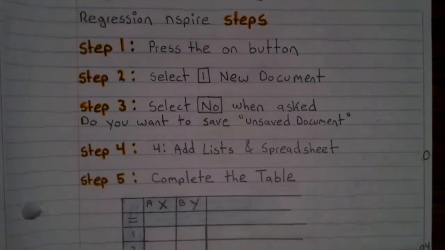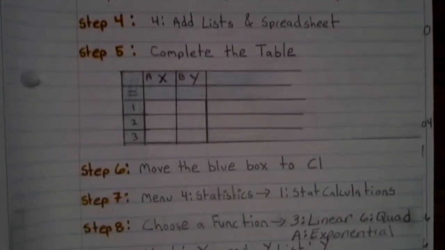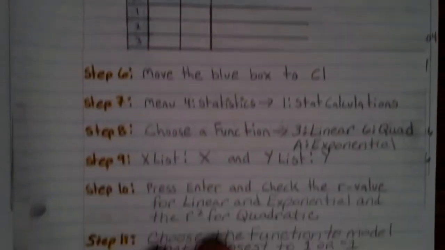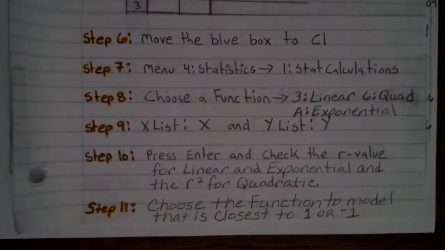All right, so now let's take a look at step 4. Press 4, Add List in Spreadsheets. Step 5, complete the table. Step 6, move the blue box to C1. Step 7, press Menu for Statistics, 1, Stat Calculations. Step 8, choose a function. 3, linear.